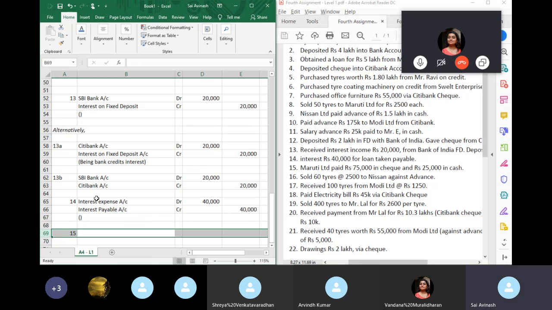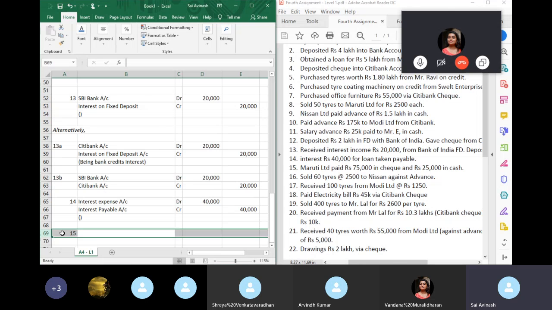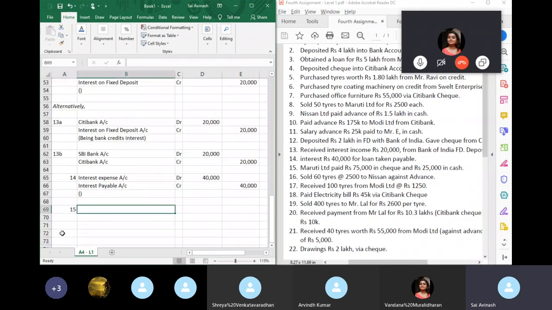So the 15th transaction is Maruti Limited paid rupees 75,000 in check and rupees 25,000 in cash. So previously we had sold some tires to Maruti Limited. I found, here it is, transaction number 8, right? I think we had sold 1,25,000 worth of tires. So they are paying us back now. So the transaction involves three accounts, a cash account.